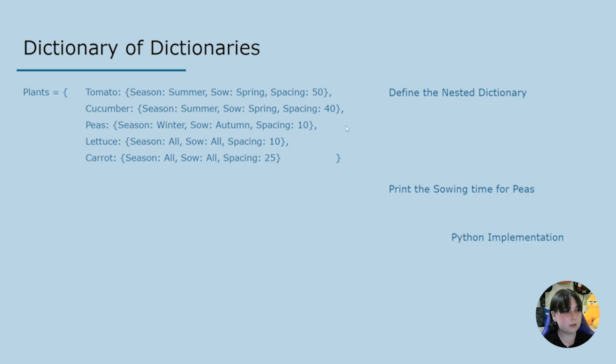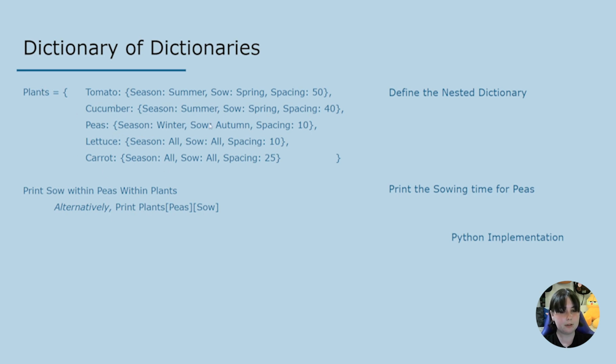So there's a little bit different grammar if we want to print something within there. If I'm looking up the sowing time for peas, we're going within plants, within peas, within sow, and that should give us autumn. So print sow within peas within plants would be one way of doing that. Alternatively, a little bit more like Python, you could go print plants, square brackets, peas, square brackets, sow. And that will go within plants, within peas, within sow.